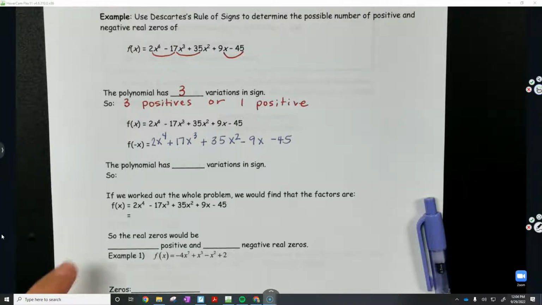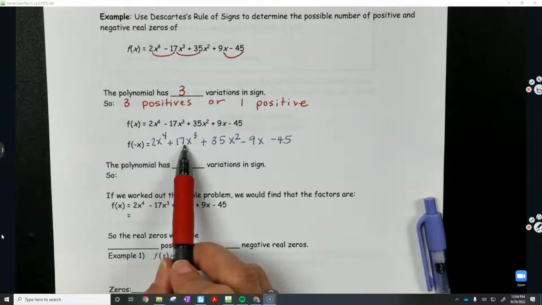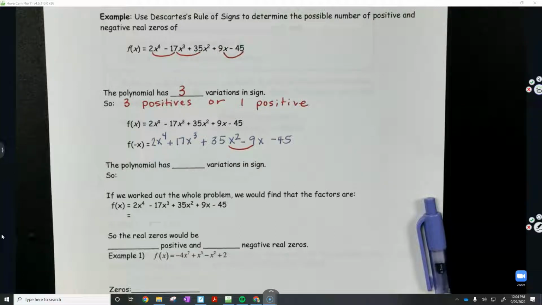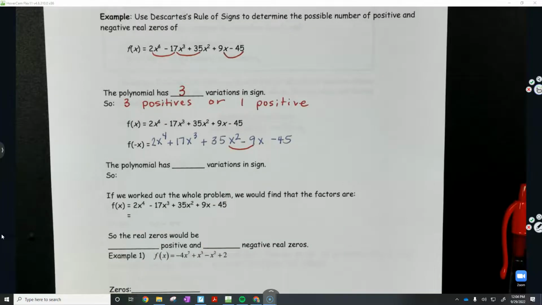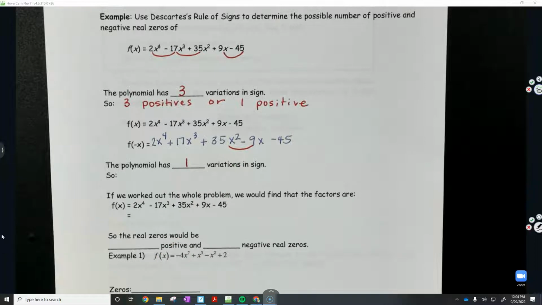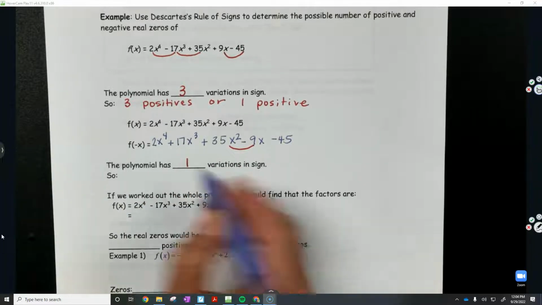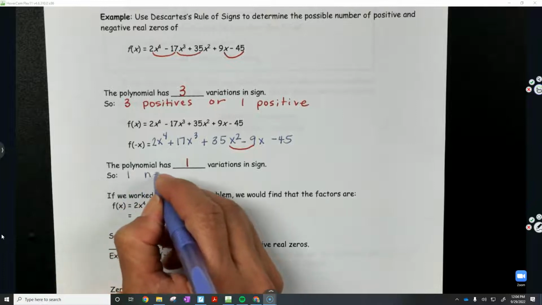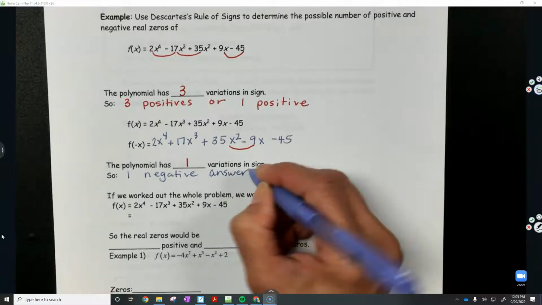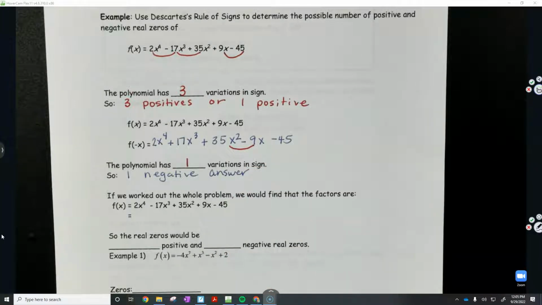Now let's look at the change in variation. So positive, positive, oh, there it goes. There's a flip. And then that's it. So when we plug in negative x, the polynomial has 1 variation in sign. Which means you're going to have 1 negative answer. What's 1 minus 2? Oh, we're talking about possibilities, so we don't need any negatives.